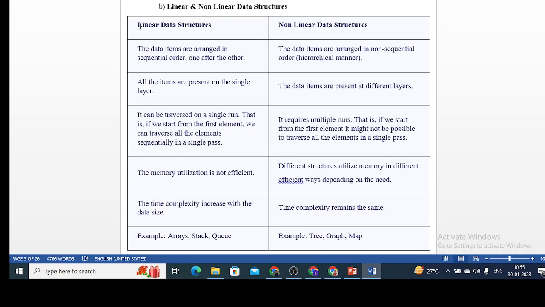Linear, we have seen in question number 1 only. Linear means sequential, whereas non-linear means not sequential. Correct. The data items are arranged in sequential order, that is, one after the other, whereas in non-linear the data items are arranged in non-sequential order, that is, in a hierarchical manner. In linear, all items are present on a single layer, whereas in non-linear, the data items will be present at different layers.